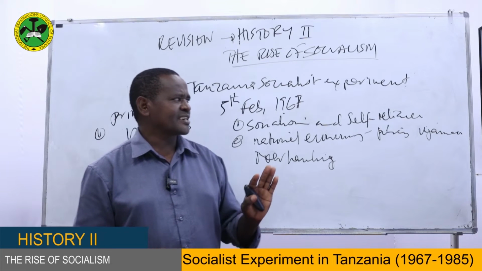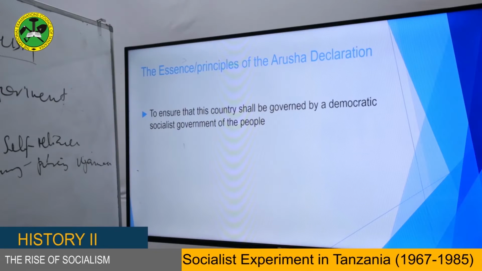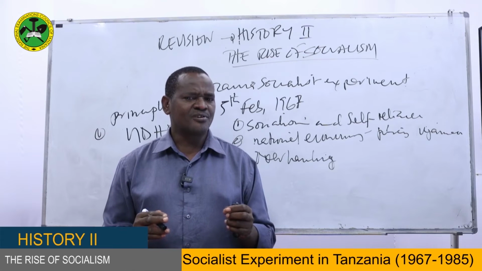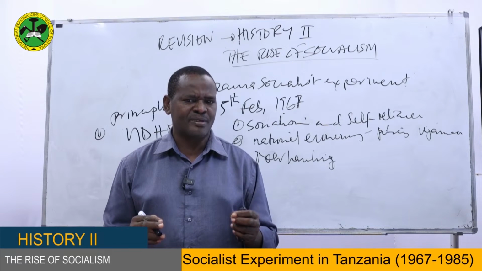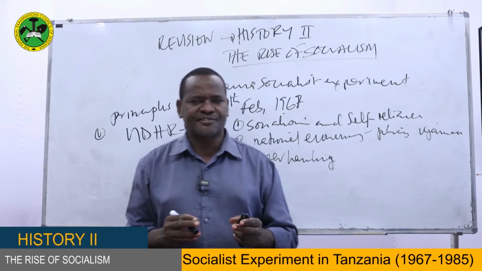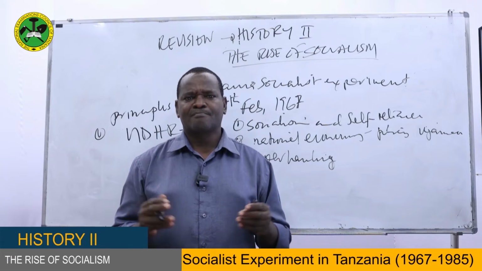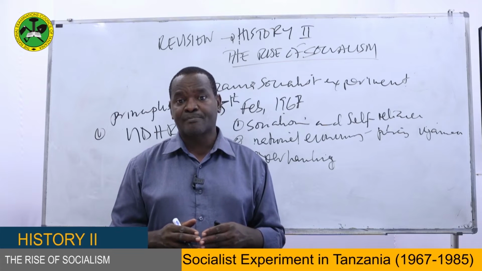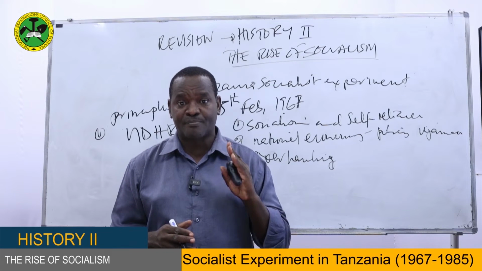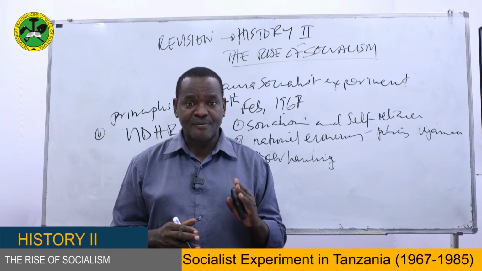The third principle of the Arusha Declaration was to ensure that this country shall be governed by a democratic government of the people. That means this country will be governed by a democratic government of the people. Remember, when we speak of democracy, the way it was defined by different people, including Abraham Lincoln, that is the government of the people, for the people, by the people.